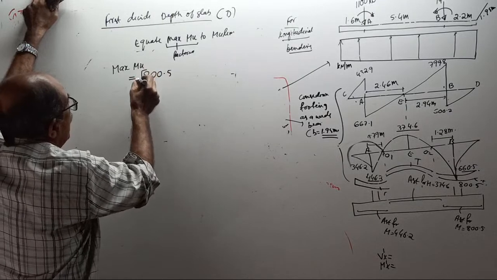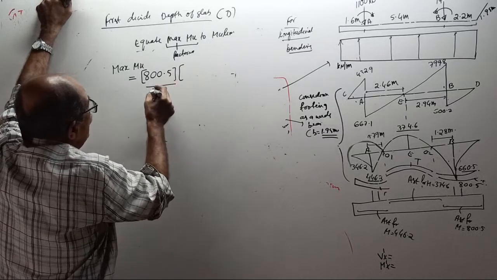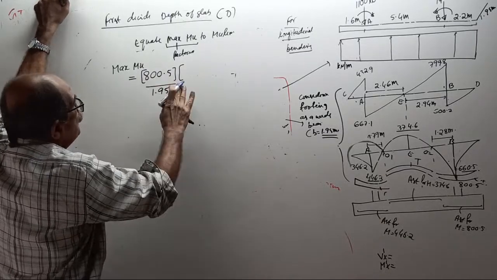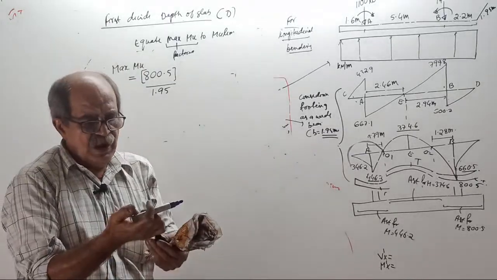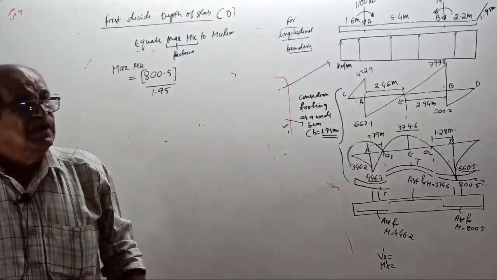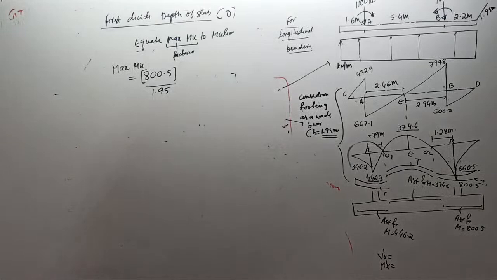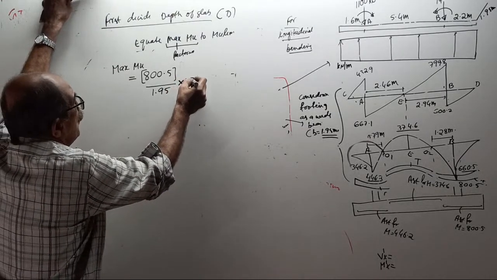800.5, correct. But what I will do is first divide by 1.95. Tell me why. For what reason? 800.5 is the total for the whole width. I will first divide by 1.95 to get it for 1 meter width. Now onwards I will not repeat this. Then I will multiply by 1.25.